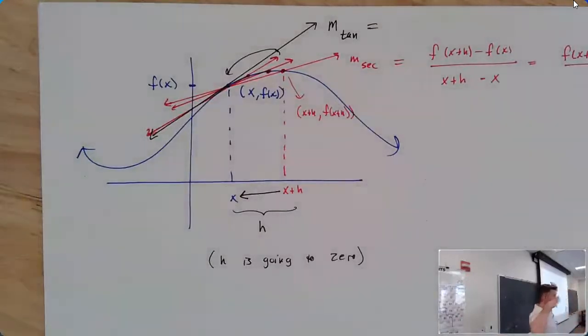If you're taking the slopes of these secant lines and just saying, okay, let the points get closer and closer together so that the secant line starts looking like it has the same slope as the tangent line. The whole shebang.